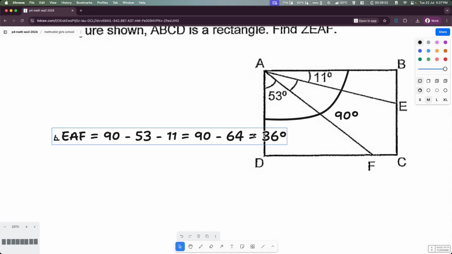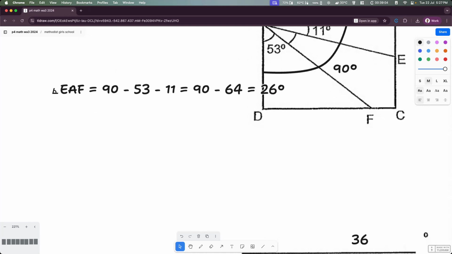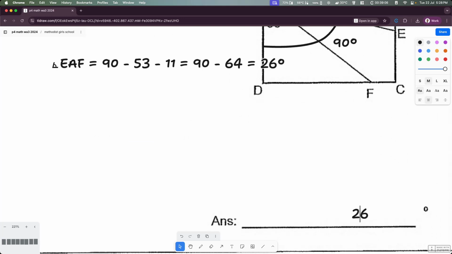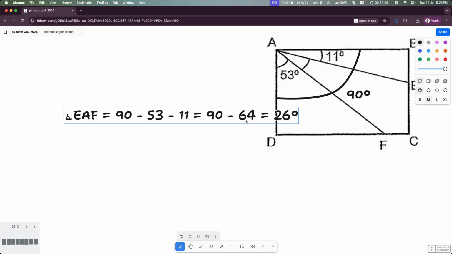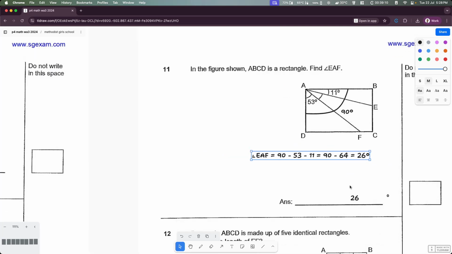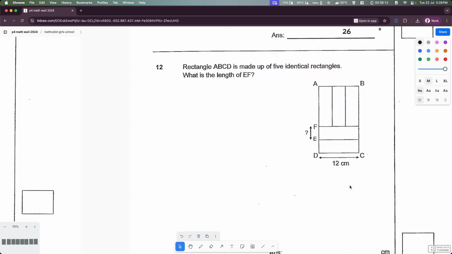Oh, sorry, 90 minus 64 is not 36, it's 26. See? Gotta double check again. Always double check. All right, let's move on to the next question.